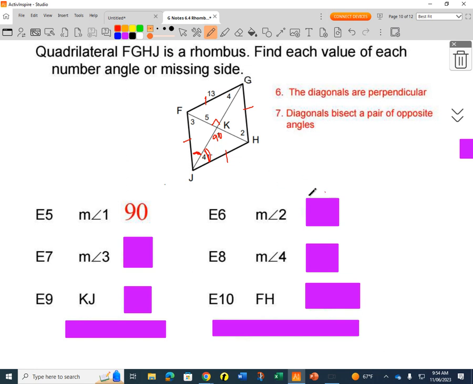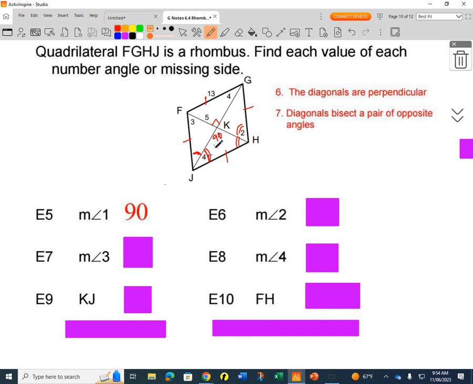The next example, we need to find the measure of angle 2. But we know that this diagonal FH bisects this angle, so that means that angle 2 and angle 1 are going to be congruent, right? So we've got to figure out what that is. What did you say, Patience? Is it 92? Nope. Only these central angles where the diagonals intersect are necessarily 90 degrees.